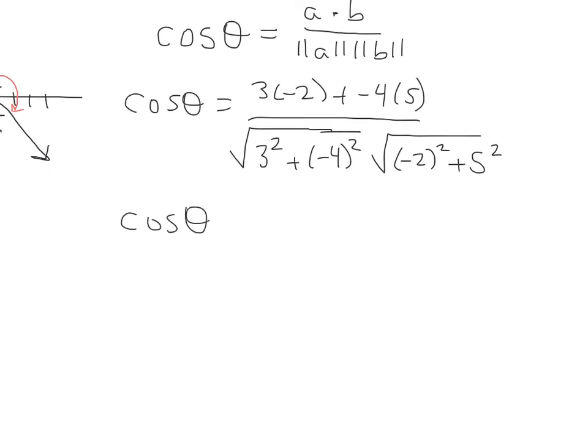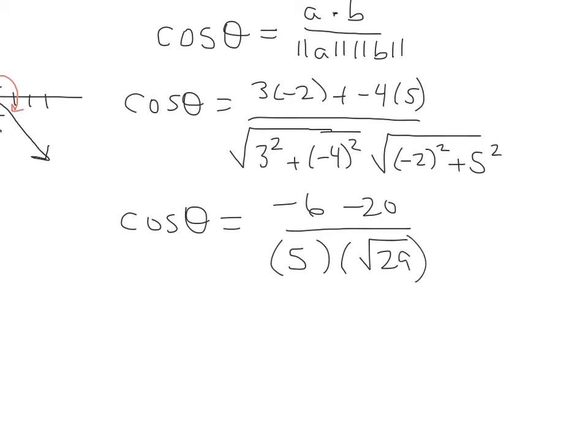So the cosine of theta is going to equal negative 6 minus 20. On the bottom, we have the square root of 3 squared plus 4 squared, which is just 5. And this other one is not going to turn out quite as nice. It's 25 and 4, so it's the square root of 29. So the cosine of theta is equal to negative 26 over 5 square root of 29.